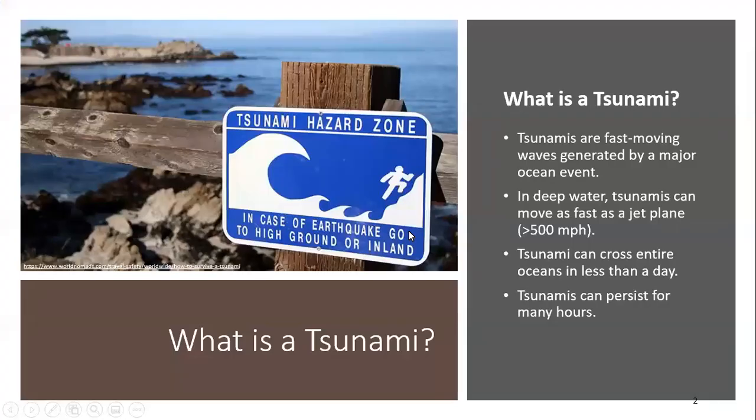What is a tsunami? Tsunamis are extremely fast-moving waves generated by major ocean events. In the deep ocean, tsunamis can move as fast as a jet plane or greater, at speeds of 500 miles per hour. Tsunamis can cross entire oceans in less than a day and persist for many hours.